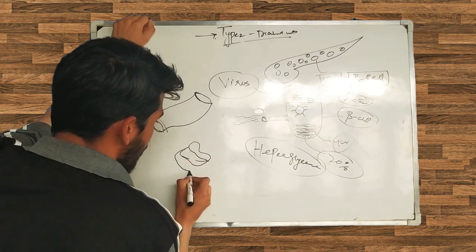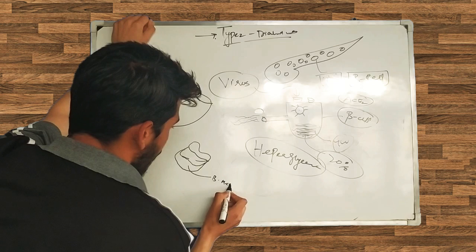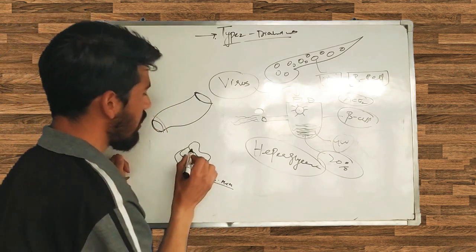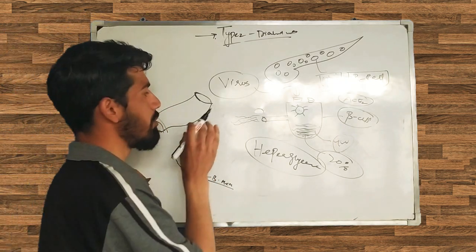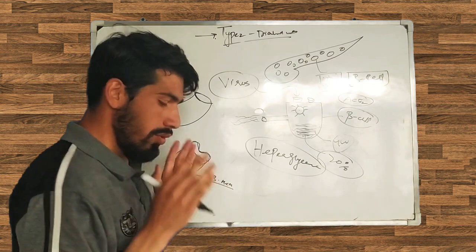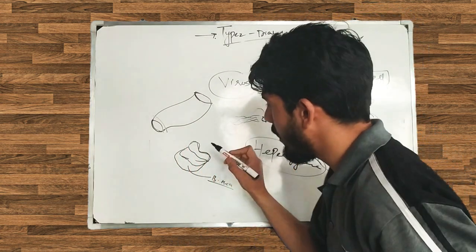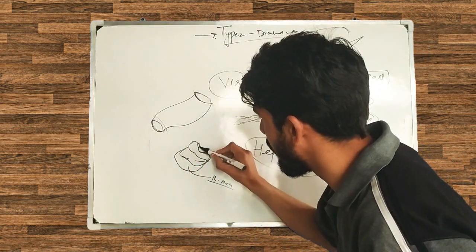The basement membrane is present. Here are the endothelial cells of the artery. In a diabetic patient, there is a high level of glucose. In the endothelial cells, there are proteins.